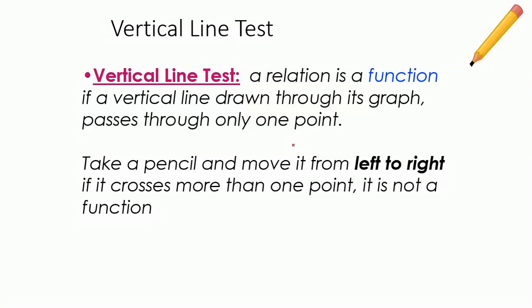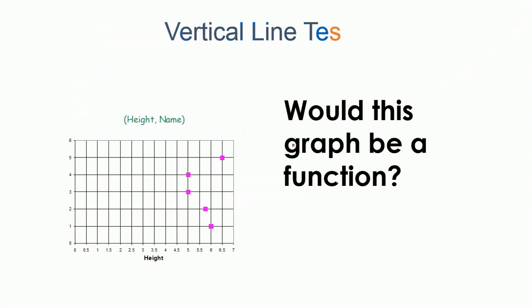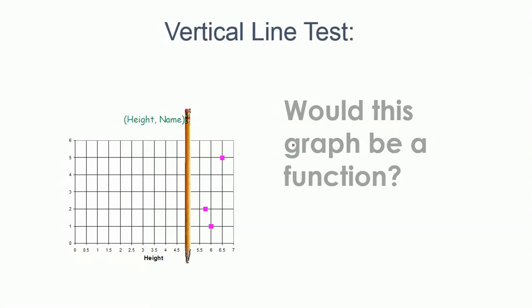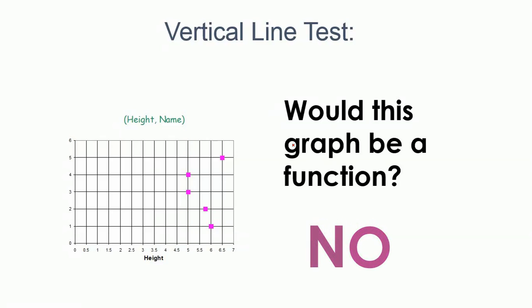Let's take a few examples here. So I have this graph here. We looked at this before. It's the height versus name. And I'm going to take my pencil. I'm going to go across. Nothing there, so I don't have to worry there. But it looks like I do hit twice there, don't I? So is this graph a function? No, because I hit twice. Once there and once there. With my pencil, I can only hit one point on my graph.